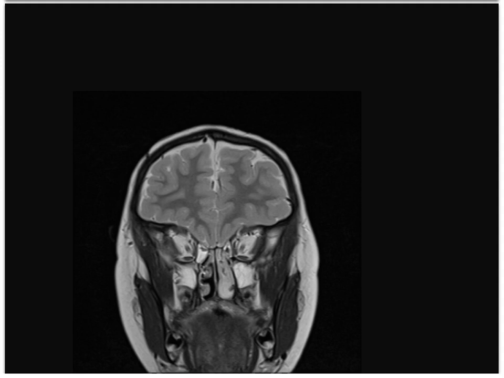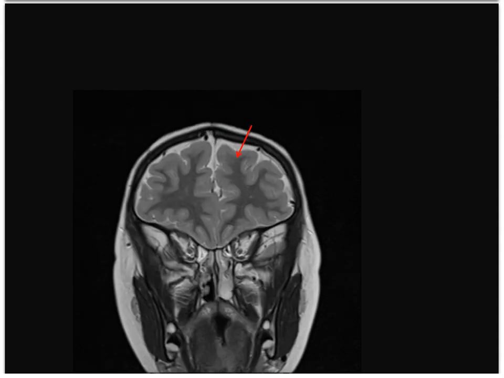Moving one slice back, we see CSF in the longitudinal fissure. Here we see the superior, middle, and inferior frontal gyri.